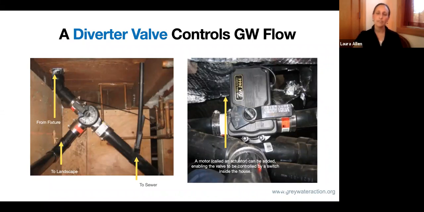And if you're putting your valve in the crawl space, you want to have a motor. You don't want to have to crawl under the house every time you want to shut off your system. So it's pretty easy to install this motor. It's called an actuator. It just sticks onto the valve. It's low voltage, so you just plug into an existing outlet, so you don't need to do electrical work. You just need somewhere to plug it in, and you can control that with a switch from the home.